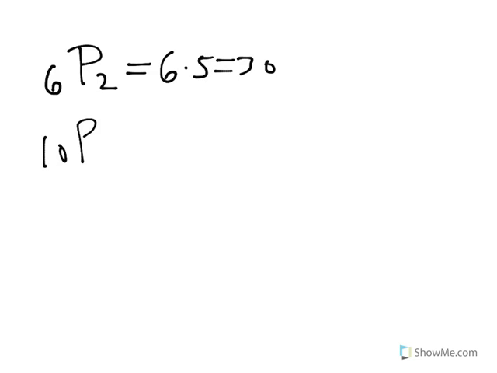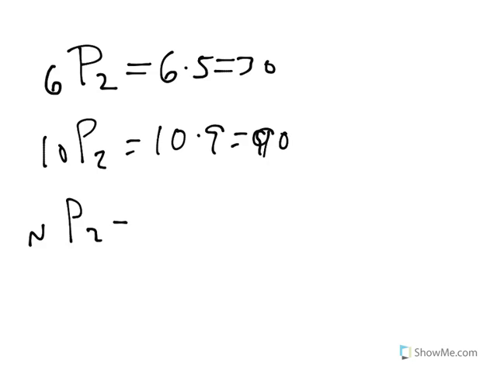Mathematically speaking, we would say 6P2. A permutation is a selection of, in this case, 2 things out of 6, where the order matters, meaning a different order counts as a different thing. And you calculate 6P2 by doing 6 times 5 equals 30. If there were 10 flavors instead, it would be 10 times 9 equals 90. And in general, nP2 would be n times n minus 1.